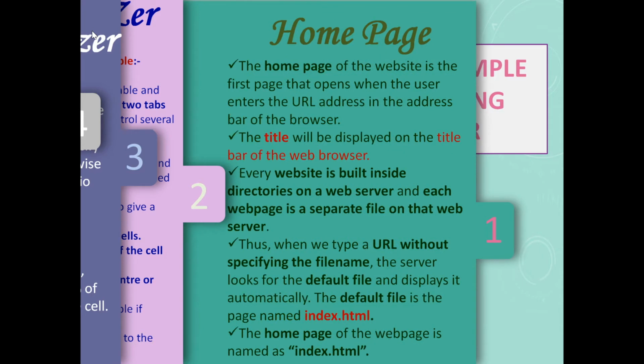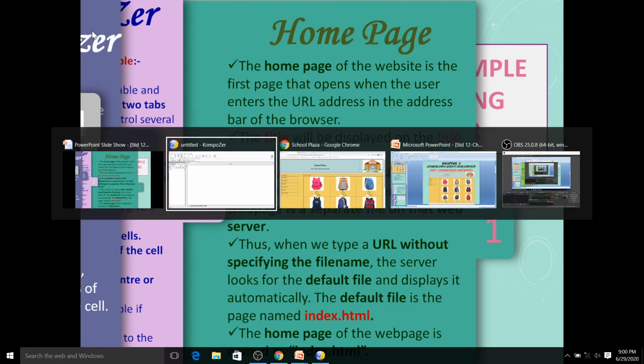As I told you earlier, the home page is the first page of any site and it is named index.html. Every website is built inside a directory as separate files on the web server. When you type any URL without specifying the file name, the server looks for the default file, and the default file name is index.html. That is the home page or first page of any site. Here we will create a table to organize content and images.